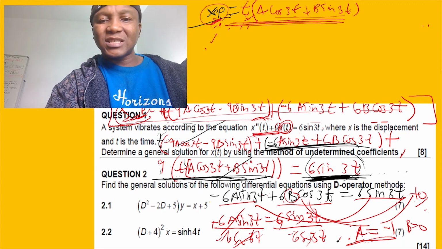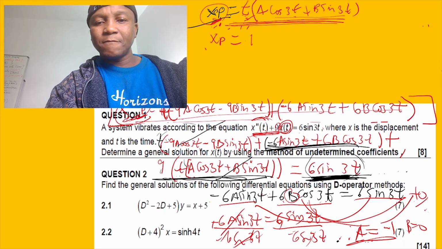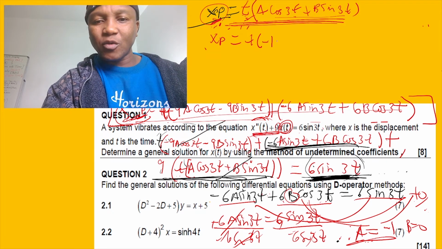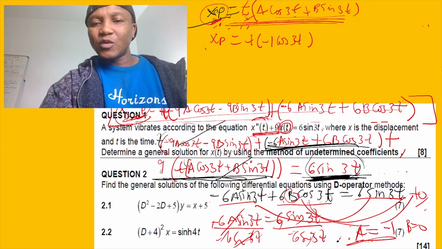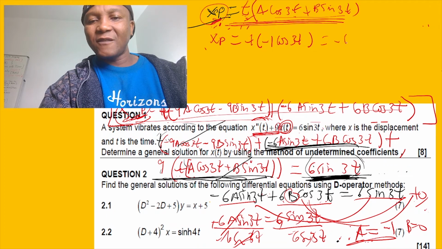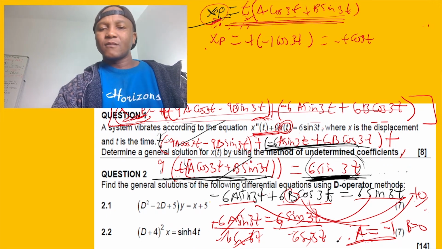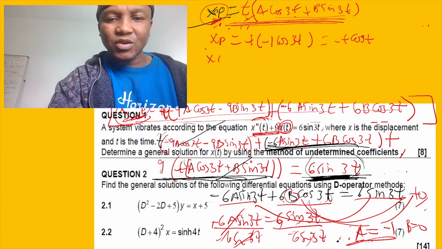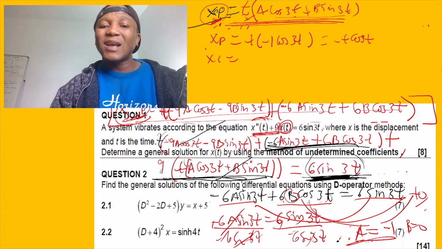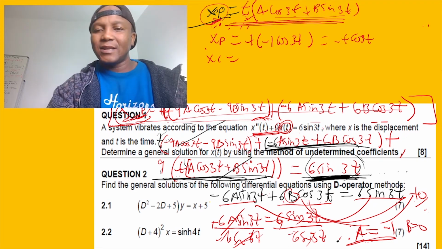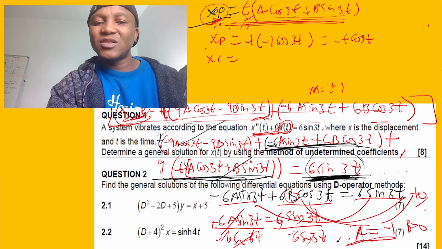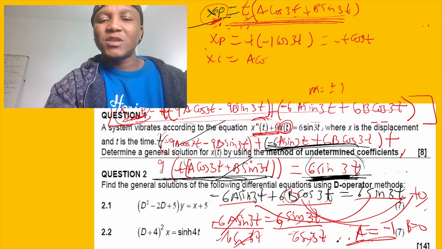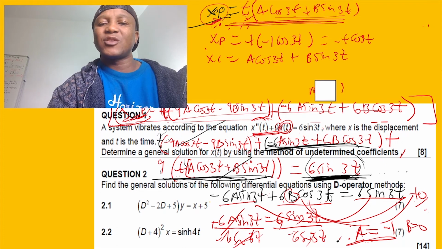So I can get a particular solution here: the particular solution equals t times... what is my value of a? a equals -1, so it will be -t cos 3t. b equals 0, so I'm not going to add anything because it's equal to 0. So the particular solution equals -t cos 3t. Okay, now what is the auxiliary solution? As we said before, when you solve, m equals plus or minus 3i, and then the auxiliary solution is a cos 3t plus b sin 3t. That's the auxiliary solution. Do you understand that?